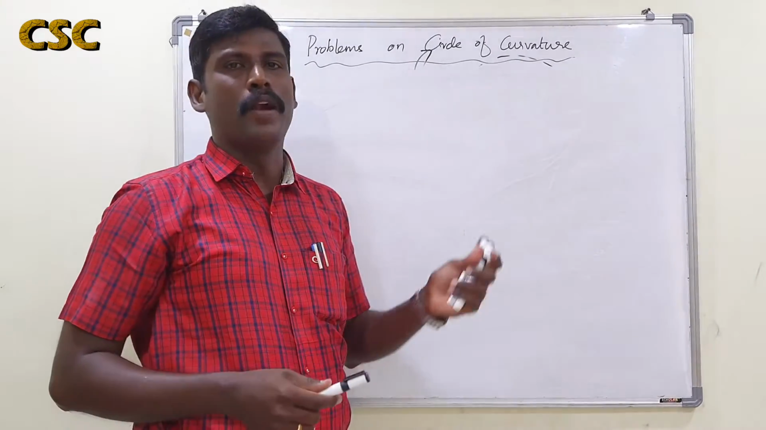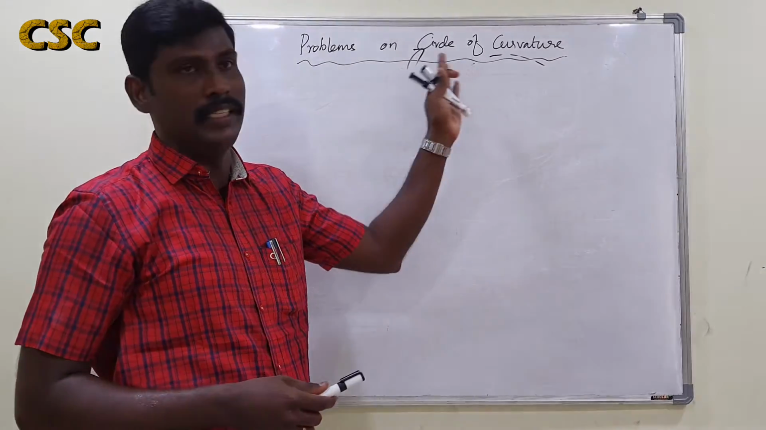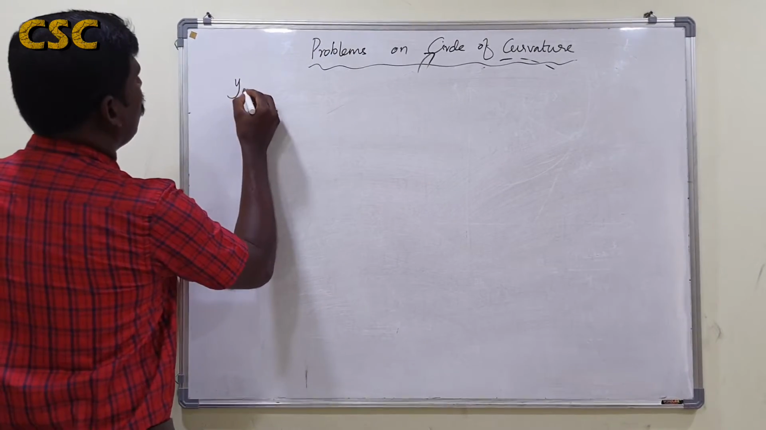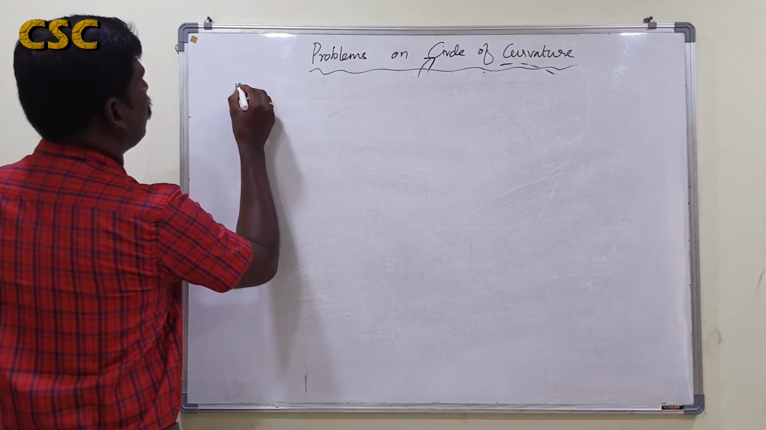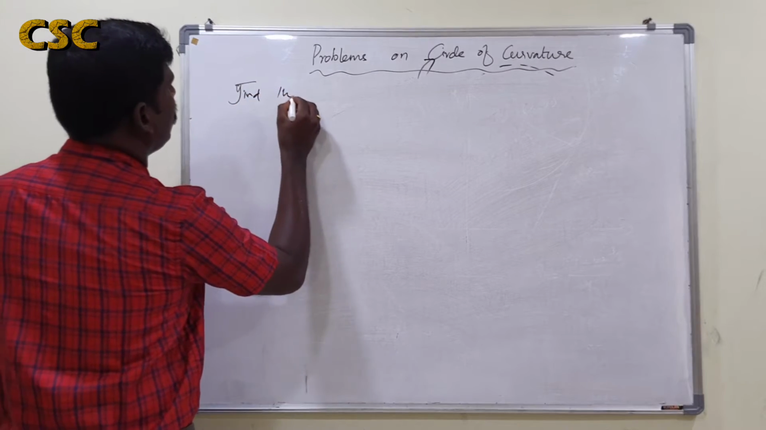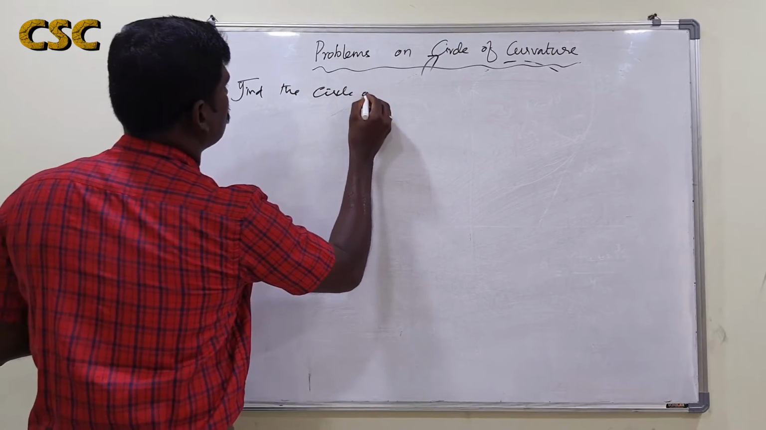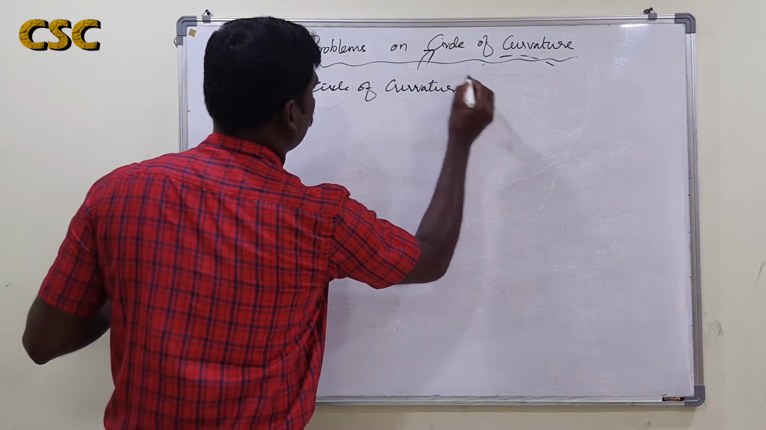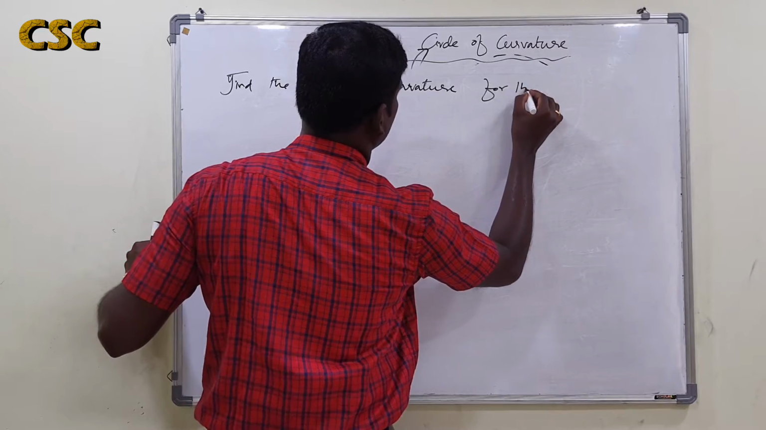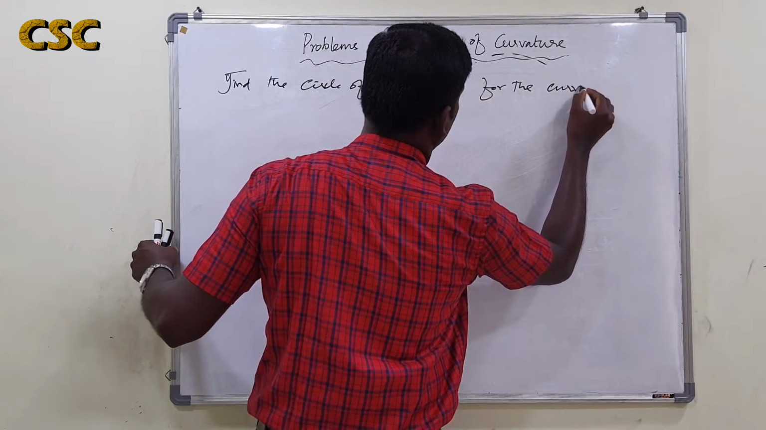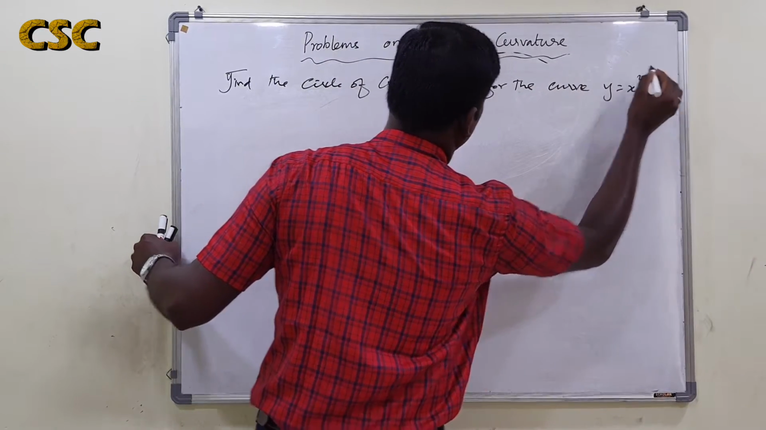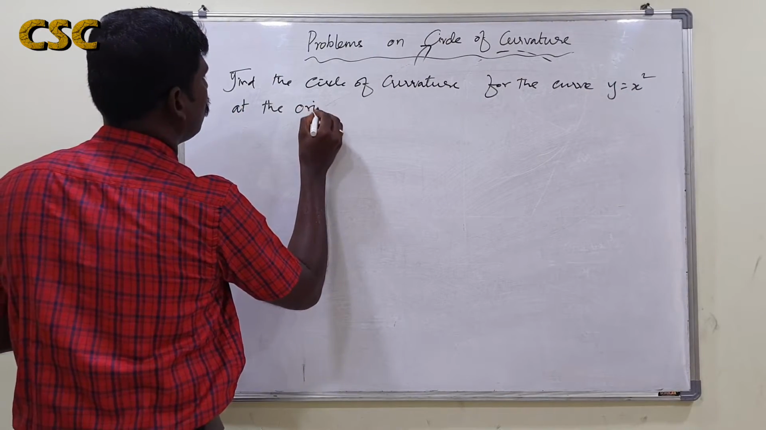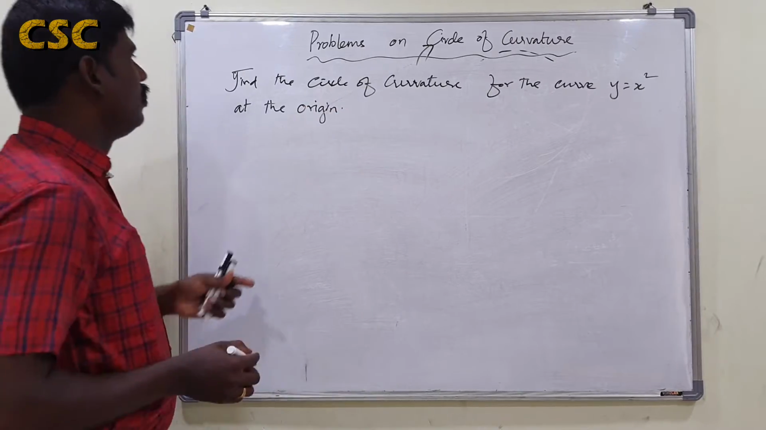Let us start with the simple problem. Already I discussed it in the first video, just explained very shortly. Find the circle of curvature for the curve y equal to x square at the origin. Okay, so very simple problem.